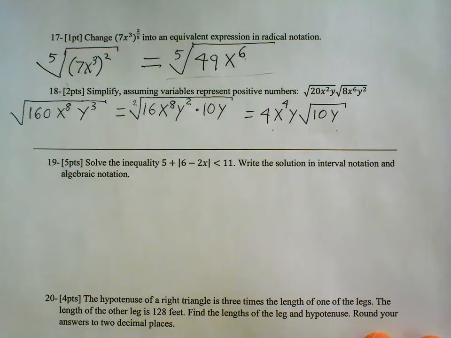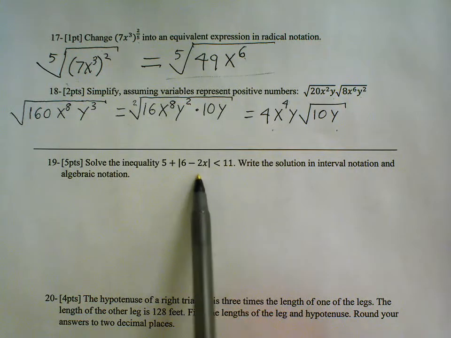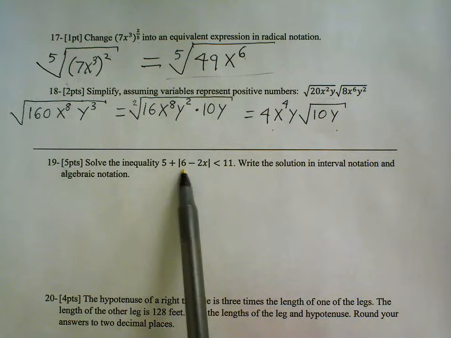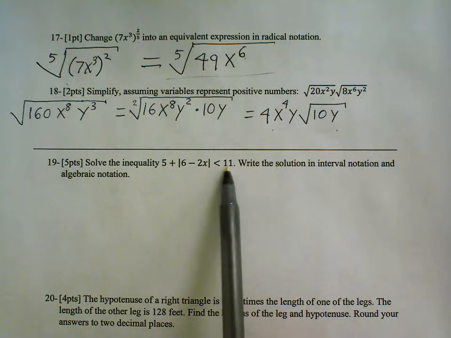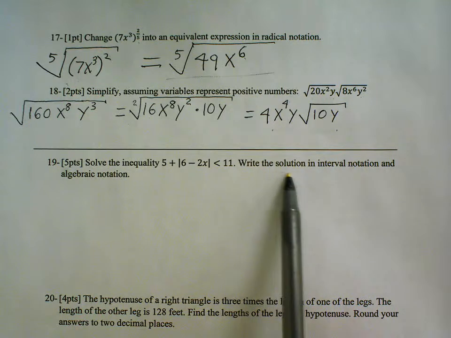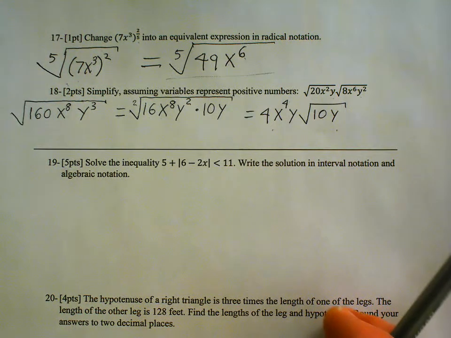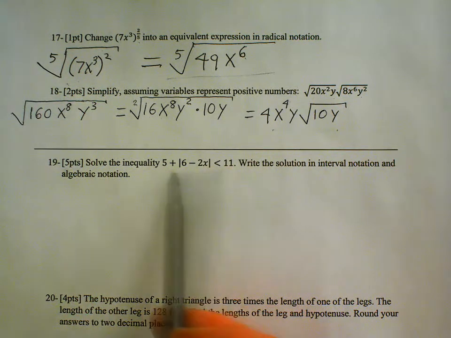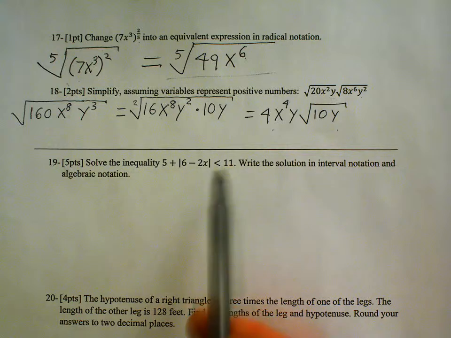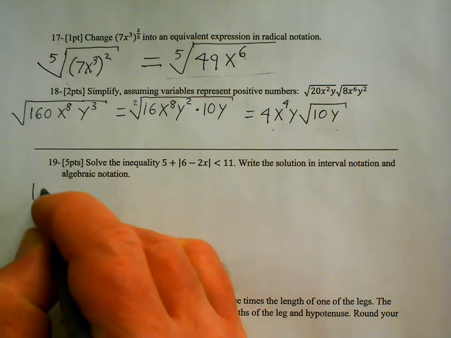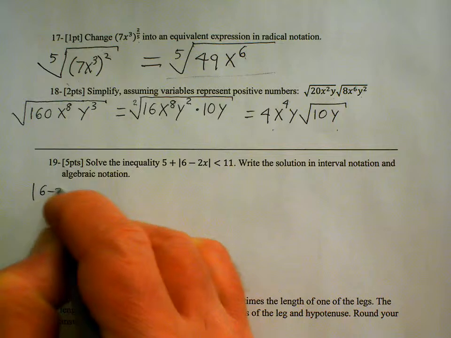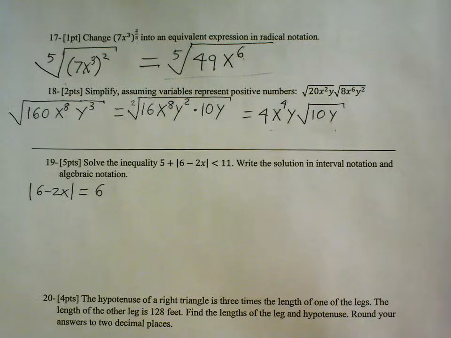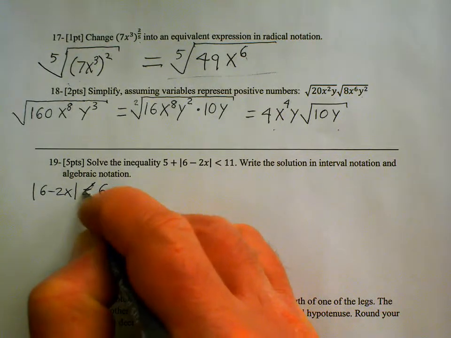Okay, in the next example, we have an absolute value inequality. Solve this inequality: 5 plus the absolute value of 6 minus 2x is less than 11. And write the solution in interval notation and algebraic notation. First, we want the standard form. So subtract 5 from both sides, and we get the absolute value of 6 minus 2x less than 6. I was thinking of the next step.